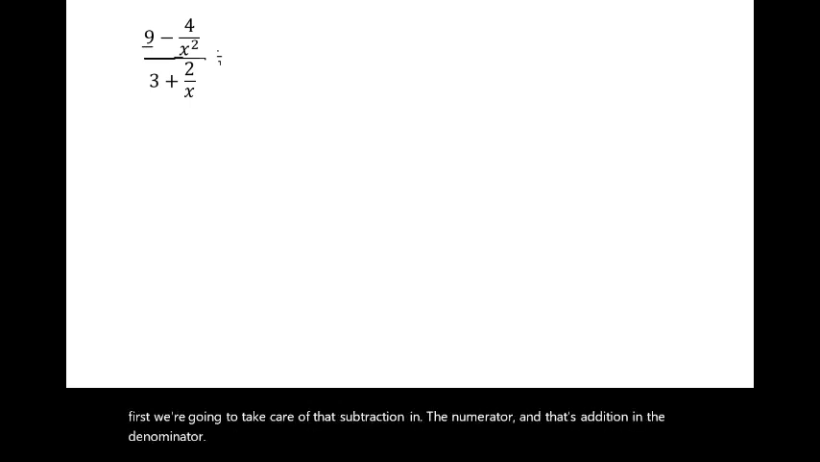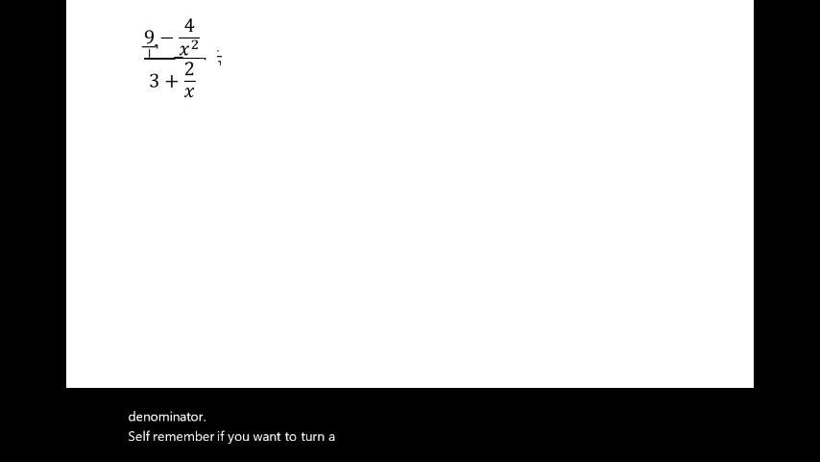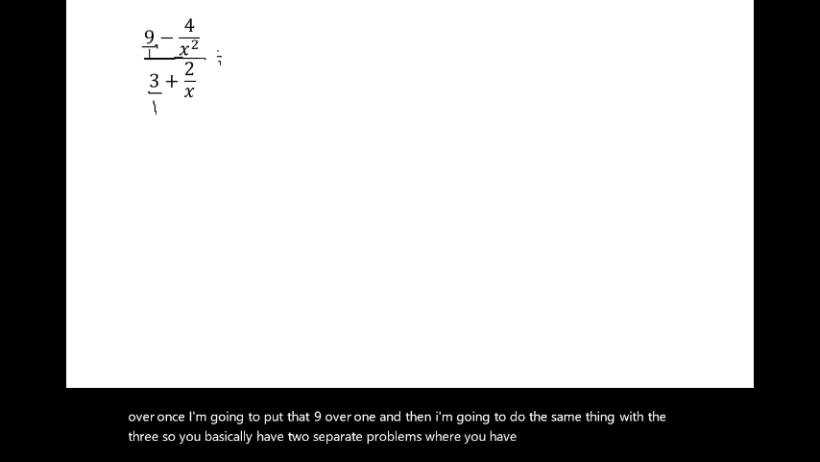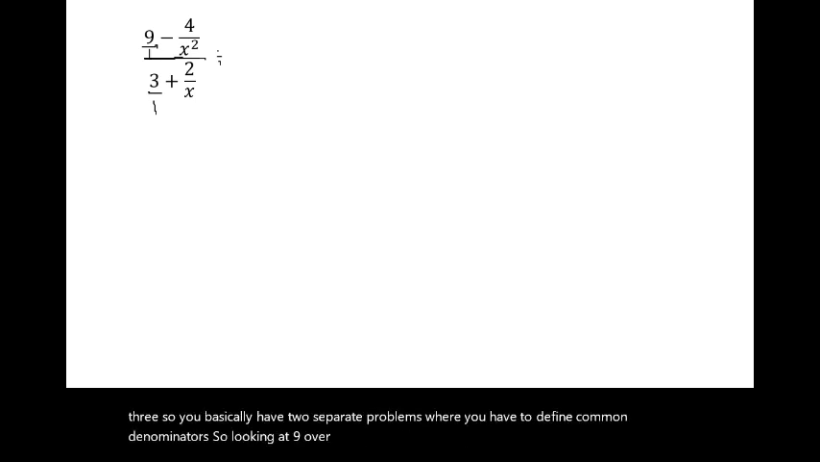So remember, if you want to turn a whole number into a fraction, you can do so by putting it over 1. So I'm going to put that 9 over 1. And then I'm going to do the same thing with the 3. So you basically have two separate problems where you have to find common denominators. So looking at 9 over 1 minus 4 over x squared, we need to find the common denominator between 1 and x squared.